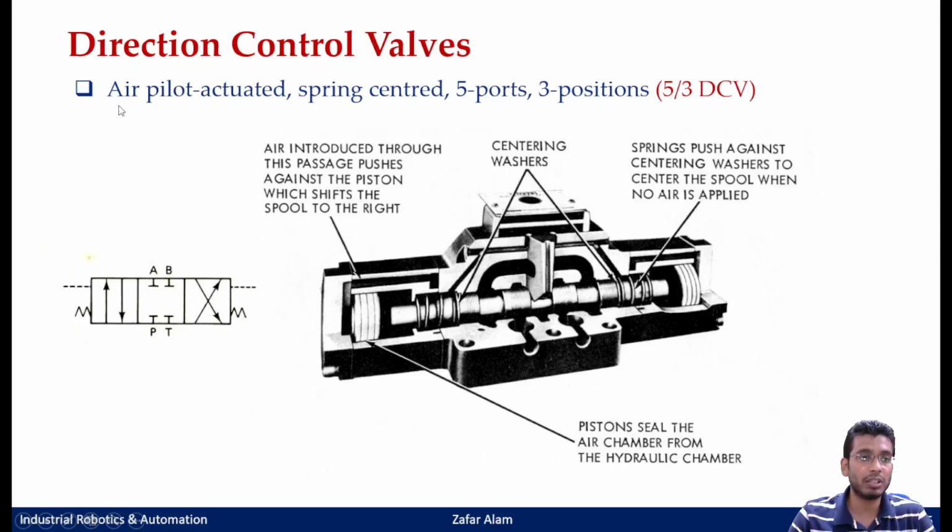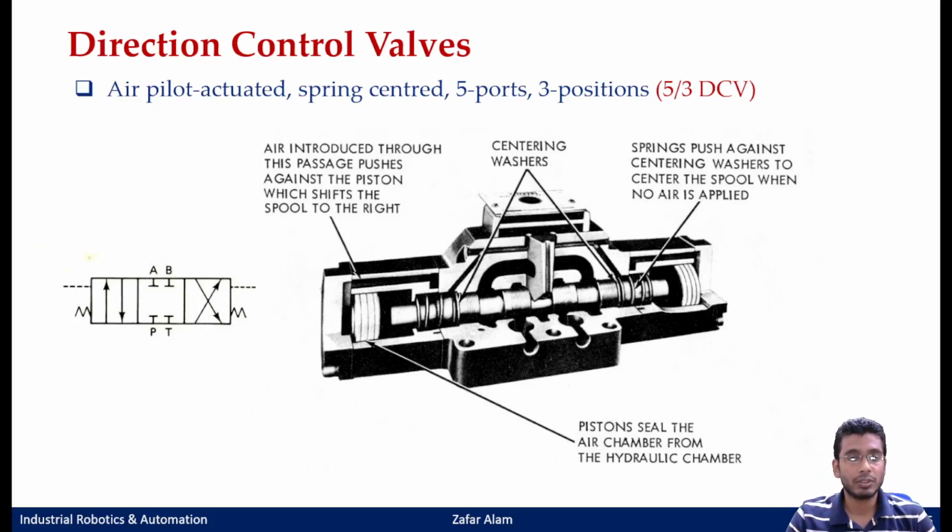And this is pilot actuated. The dotted line is actually showing your pilot actuated valve, and this is your spring centered. That means the center position is energized by springs on both sides. So it is a spring centered, air pilot actuated 4x3 DCV.